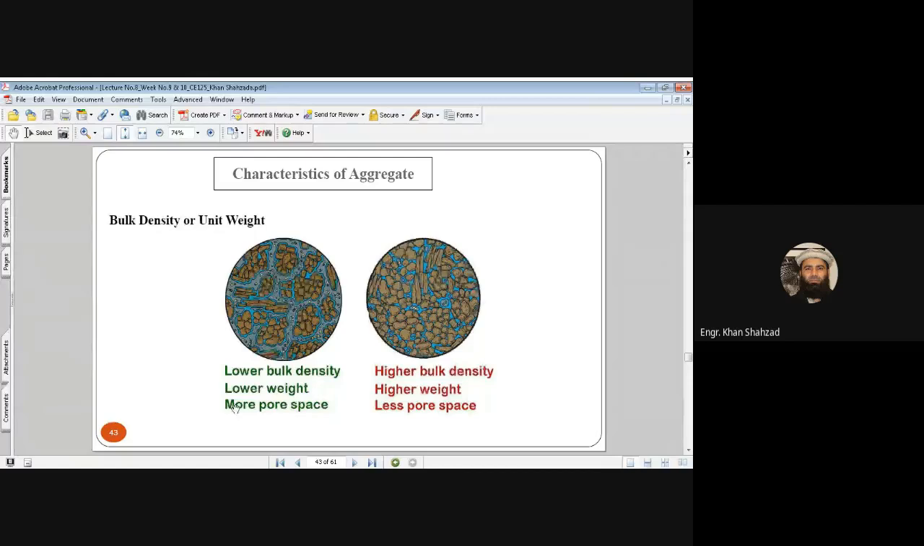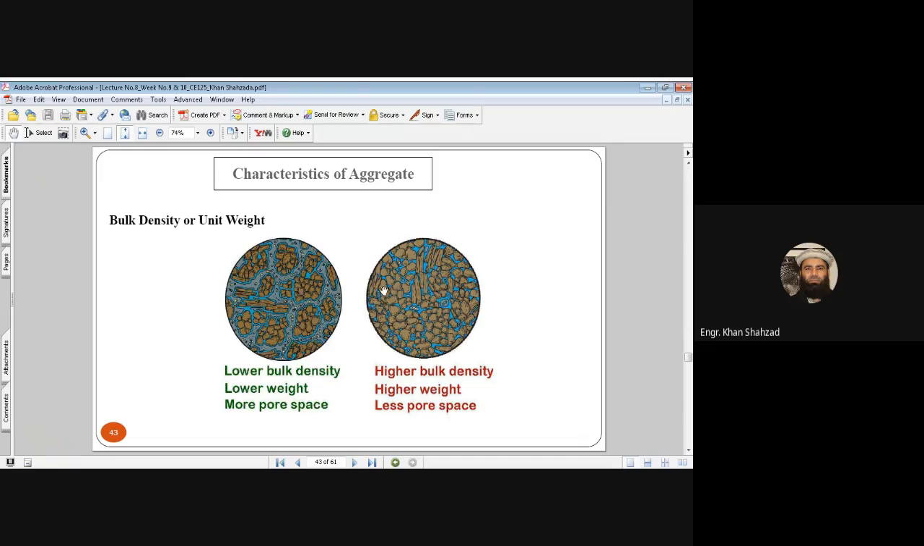See this one, it will have low bulk density. Why? Because it has lower weight. Why does it have lower weight? Because it has more spaces. It's having more voids as compared to this one. In this one, the particles are properly compact or properly packed. So it will have high bulk density because it has more weight. The volume is the same over here, but the weight is lesser as compared to this weight, the higher weight and less pore spaces.